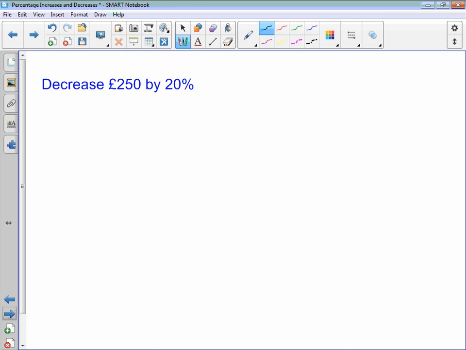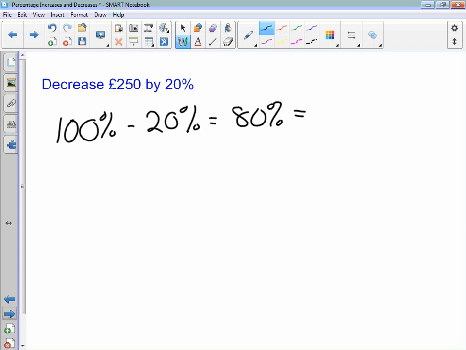For the decrease, I'm being asked to decrease £250 by 20%. So I work out my 100% and I subtract 20% from it. This gives me 80%. As a decimal, 80% is 0.8. So to work out this percentage decrease, I multiply 250 by 0.8, which gives me £200.